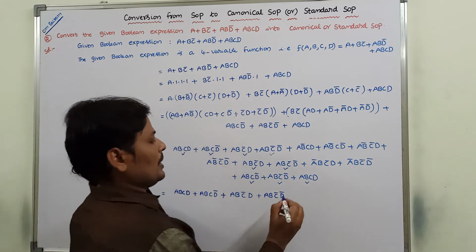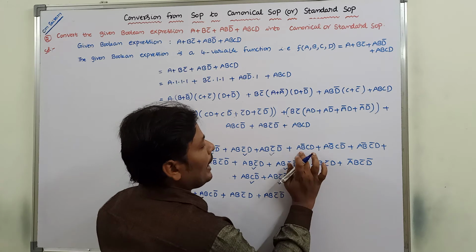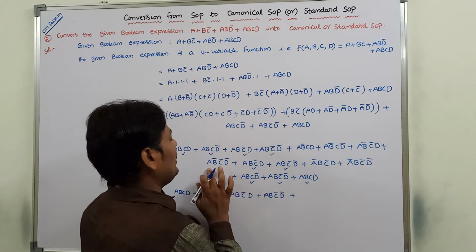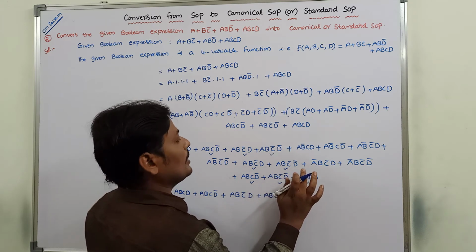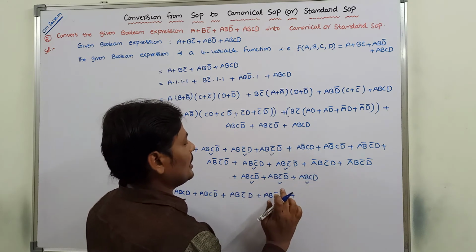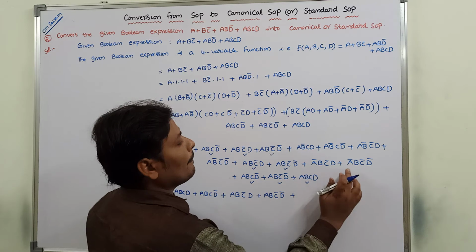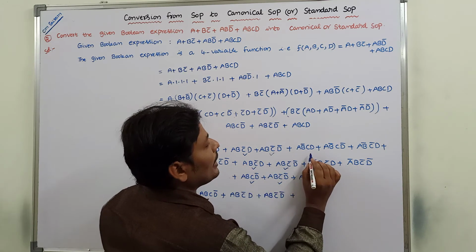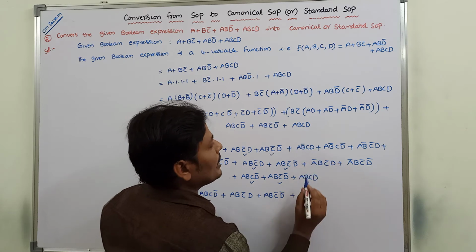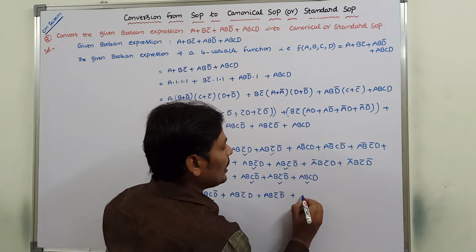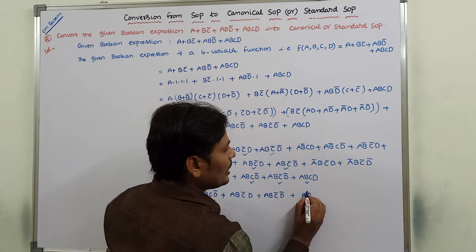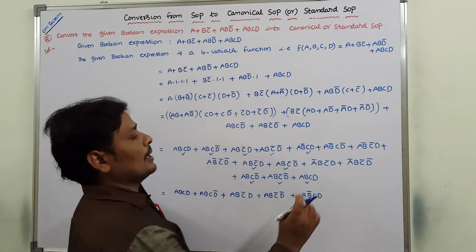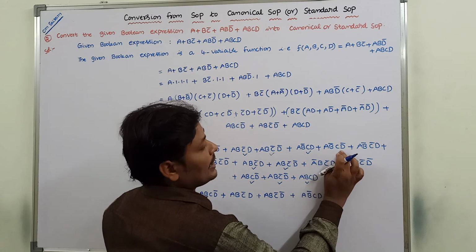Okay, next one, A, B bar, C, D. A, B bar, C, D. Okay, it is only A, B bar, C, D. It occurred only one time. I am writing A, B bar, C, D. It is also completed.